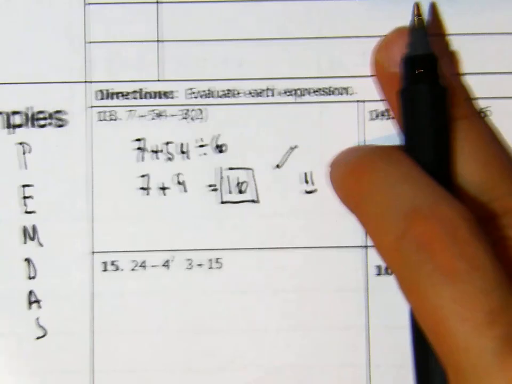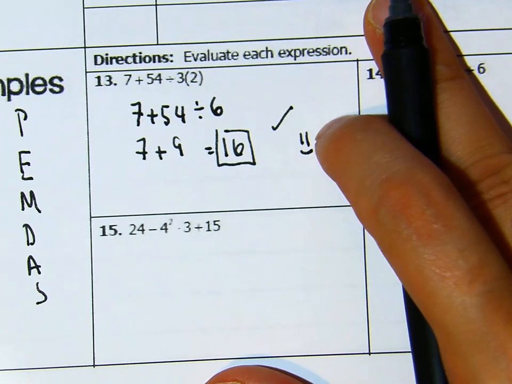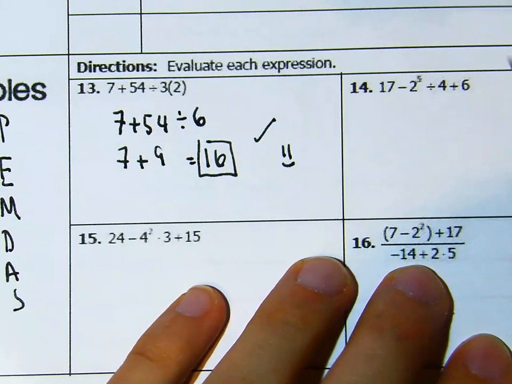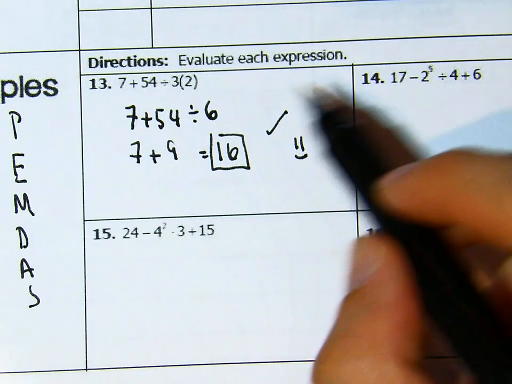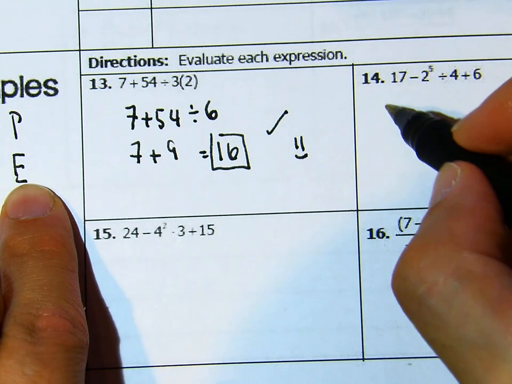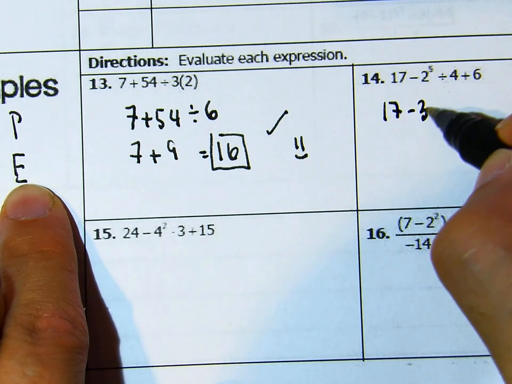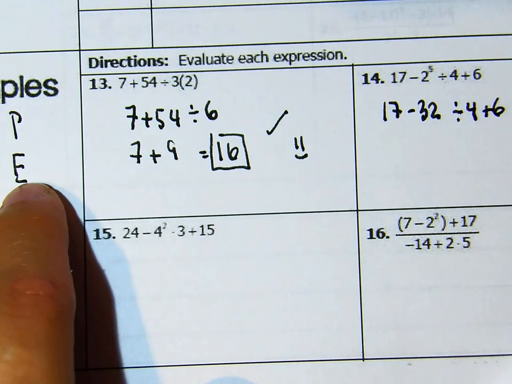Okay, so let's see. Let me fix the camera angle a little bit. Ahora está bien. Okay, so here, let's try this one. Are there any parentheses? No. Are there exponents? Yes. Now, this is 17 minus 32 divided by 4 plus 6. Okay, so don't worry. I will clarify that real quick.